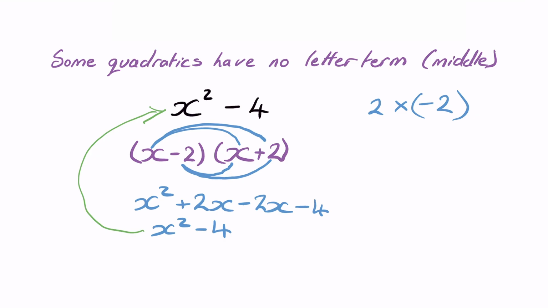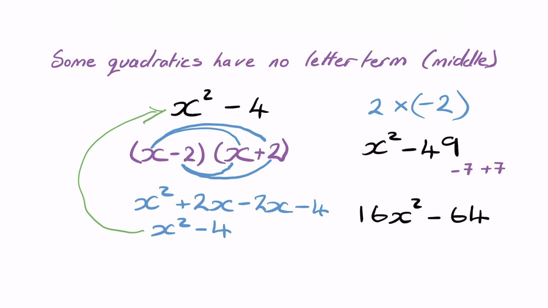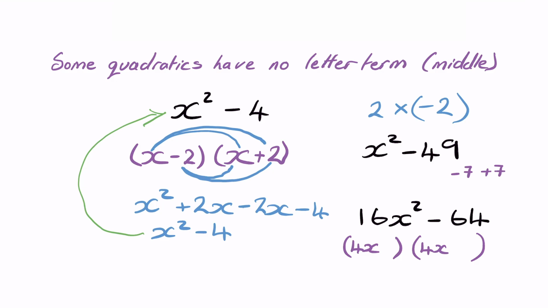So quite often you could get a question which will have a squared term there, your x² minus another squared term. So it could be 49, that would be -7 and a +7. They would be your numbers. You could even get something like this, 16x² minus 64. So not only have you got a square number here in the 64, you've also got a square number at the beginning. Therefore, you would have a pair of double brackets. And if you take the square root of 16, both brackets will begin with a 4x. And then the square root of 64 is 8. So you have a -8 and a +8.